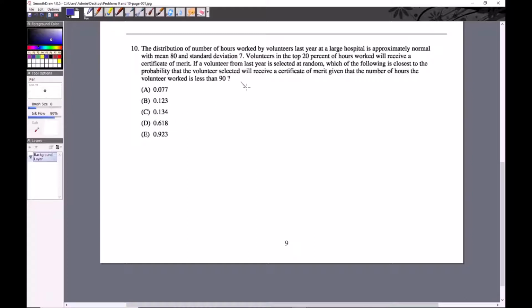So let's start writing that out. X is approximately normal with a mean of 80 and a standard deviation of 7, so that's a good start. And we can even build a curve. Never hurts, helps to visualize, so we'll center that at 80. All right, volunteers in the top 20% of hours worked will receive a certificate of merit. So let's just section this off, and this will be your top 20, so that'll be 0.2. And below that will be 0.8. I think that may be important.